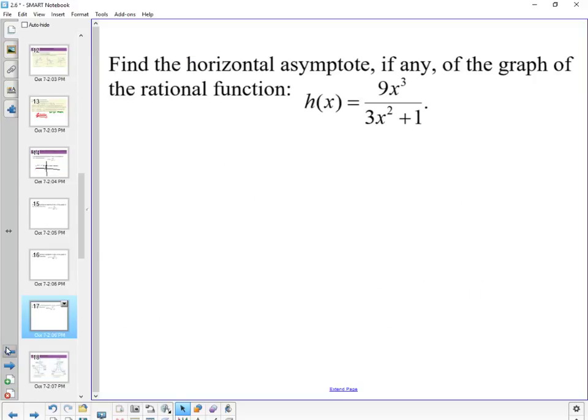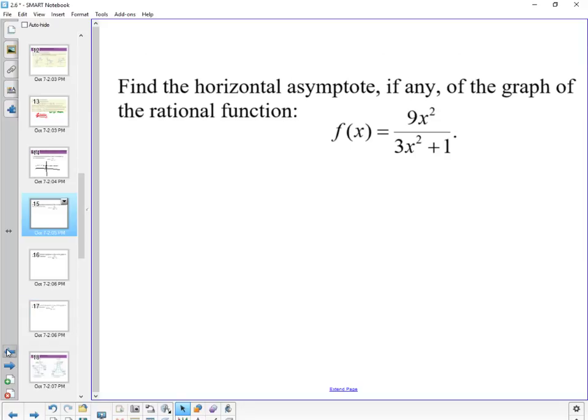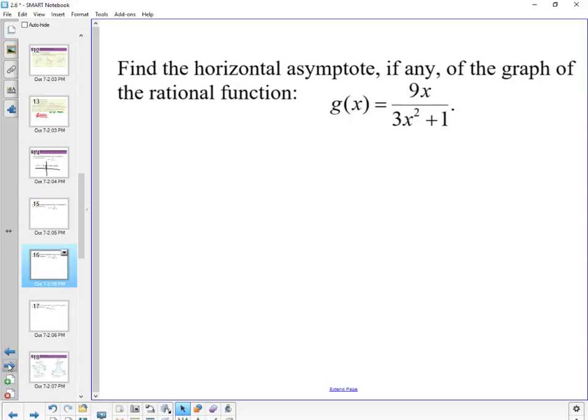No. Look at the powers. Oh, the powers are different. So this one, they're the same. This one, they're not the same. Well, these are just examples, right?